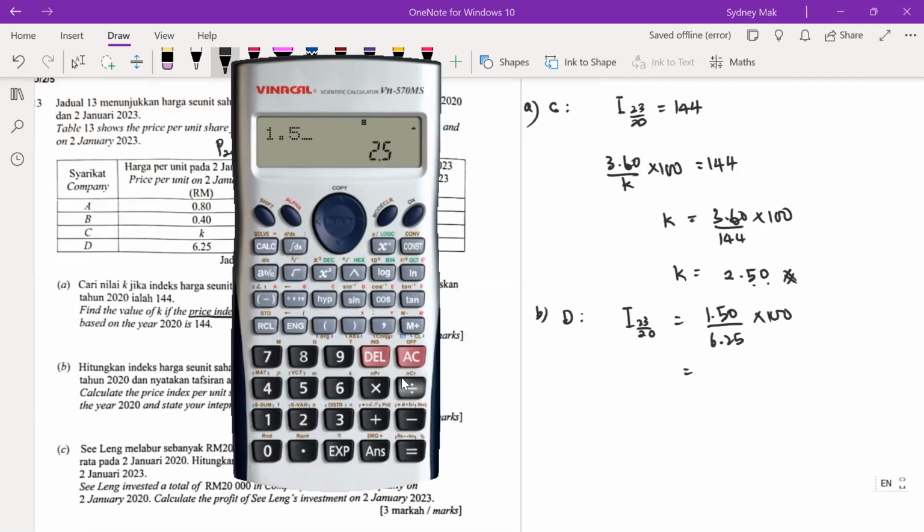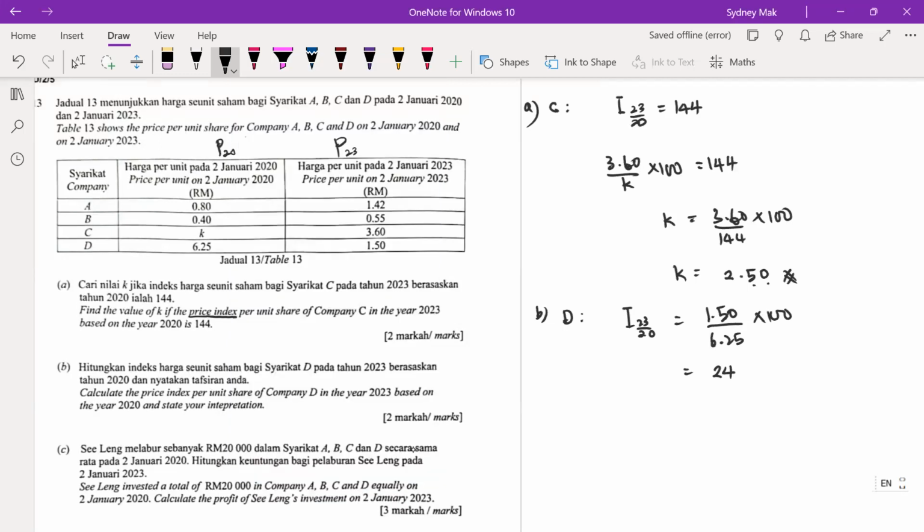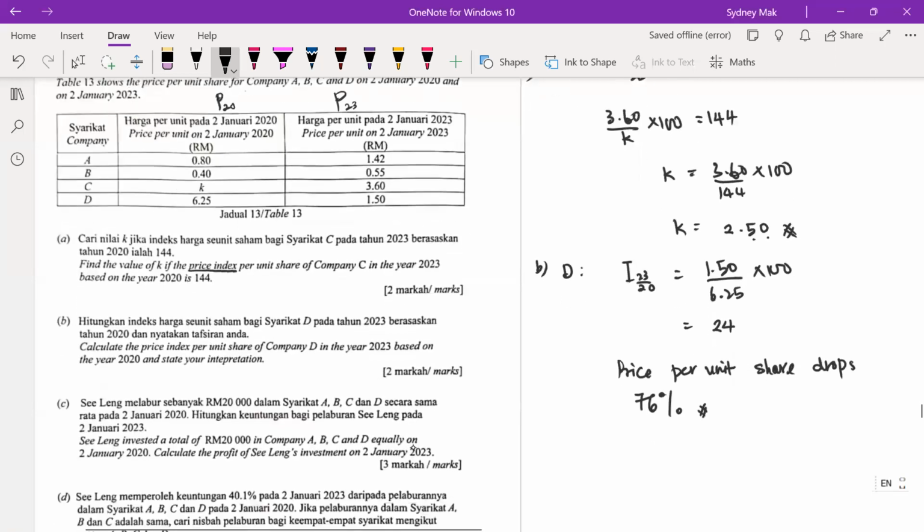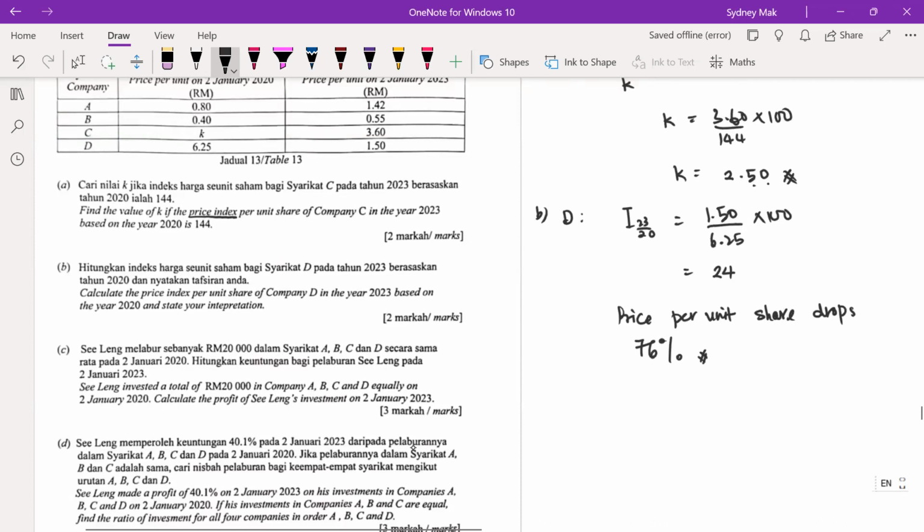So 1.5 divided by 6.25, and when we multiply 100, 24. The price index is 24, which means the price per unit share dropped. How many percent? 76%. Because we always use 100 as the reference. So from 100, you are left with 24, that means the price has dropped 76%.